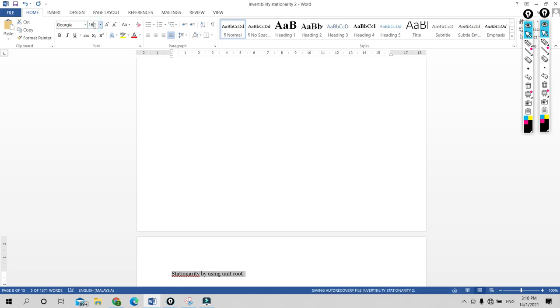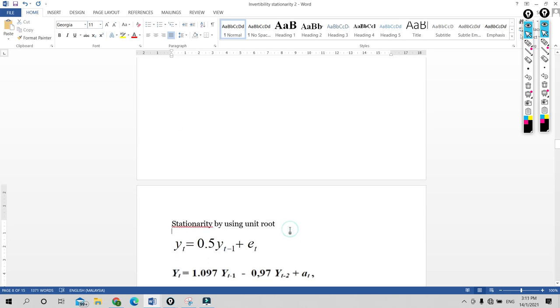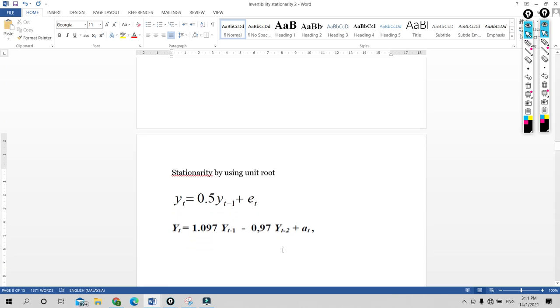Just now, to decide stationarity, you can use the mean and variance. We need a constant mean and constant variance. The other way to decide on the stationarity is to use the unit root method. To find the unit root, we need to have the equation here.